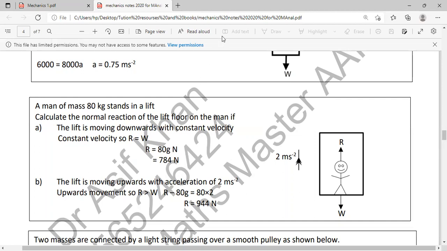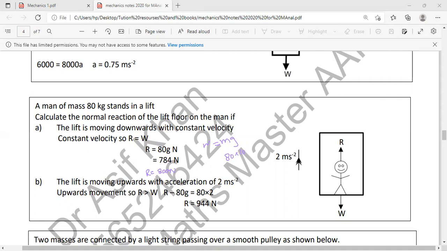What is the formula of weight? W is equal to mg, isn't it? So m is 80, and g we can normally take as 10 or 9.8. If I take 10, it will be 800 newton. So R is equal to 800 newton. R is also a type of force. So here two forces are present: one force is R and the second force is W.